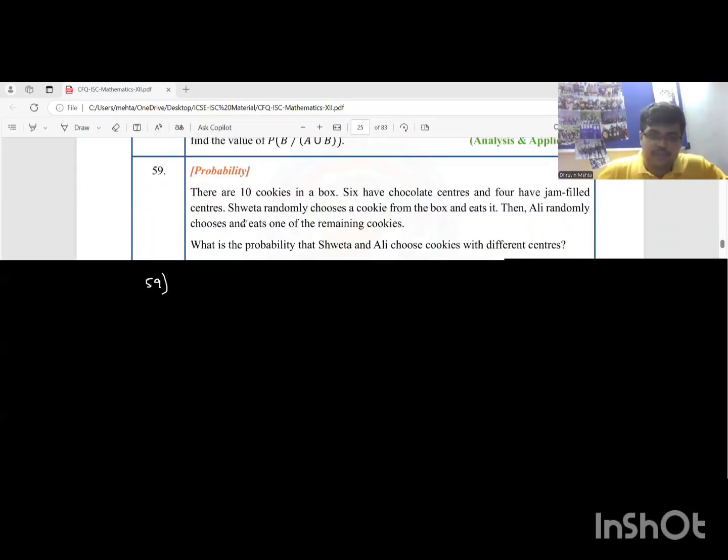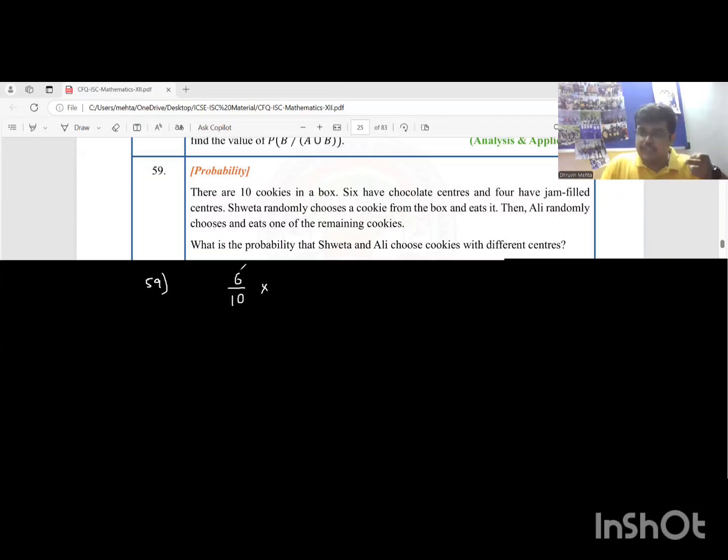The next question that we have, students, is there are 10 cookies in a box. 6 have chocolate centers and 4 have jam-filled centers. Shweta randomly chooses a cookie from the box and eats it. Then Ali randomly chooses and eats one of the remaining cookies. So we'll start with Shweta. Now they are asking, what is the probability that Shweta and Ali choose cookies with different centers? Let's say, students, that Shweta chooses a cookie with a chocolate center. So the probability of that happening is equal to 6 by 10.